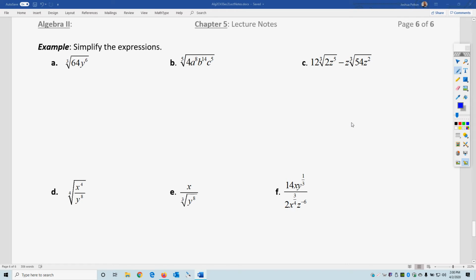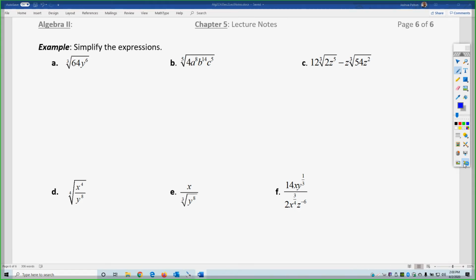Okay, so the third root of 64, I can break that down. Oops, let me turn the marker on here. So this is the third root. 64 is 8 times 8, so that's 2, 2, 2, 2, 2, 2. And y to the sixth is y to the third, y to the third. Typically you don't want to write out all the things because it becomes very long. If you have y to the 100th, you don't want to write 100 y's. So this is 2 to the third, 2 to the third, y to the third, y to the third.